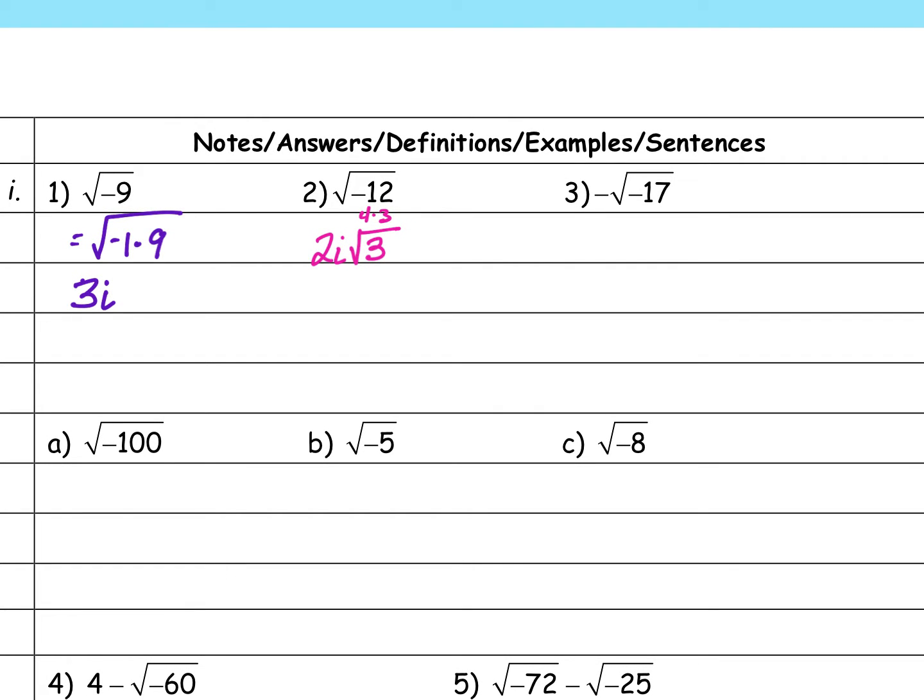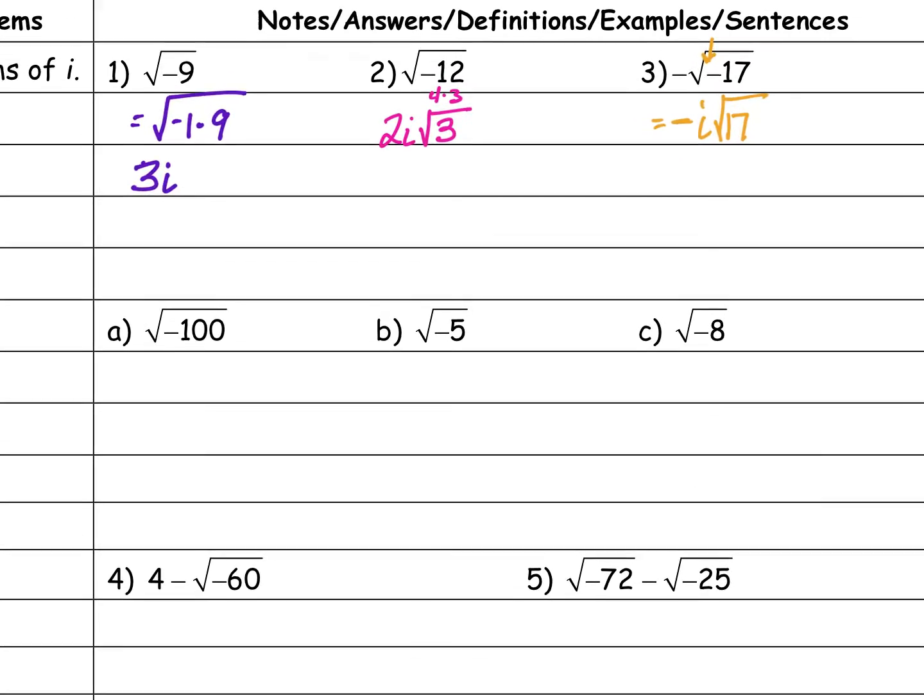Okay, negative square root of 17. So 17 is 17. Can't do anything. But I can do something with the negative sign. What can I do with that negative sign? Bring it out as an i. So that means -i root 17. That's it. Okay? Can you guys do that? Awesome. Do the next 3 problems, please.